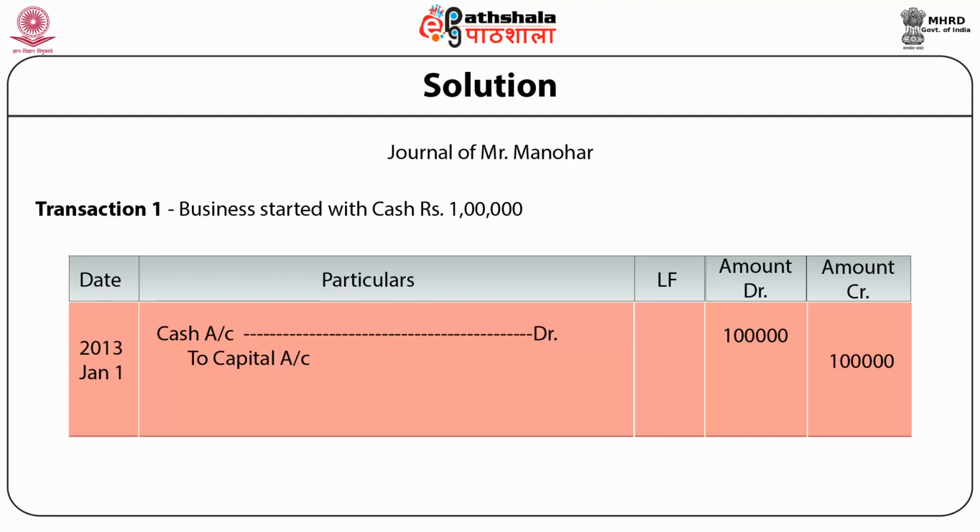Why has this transaction been passed? So the narration starts in the third form, either with the word being or the other word is for. So here we have used the word being. Being, business started with cash. So when a layman looks at this transaction for the debit and credit, he or she can easily identify why this transaction has been passed. This transaction has been passed just because the business started with cash of rupees 1 lakh.